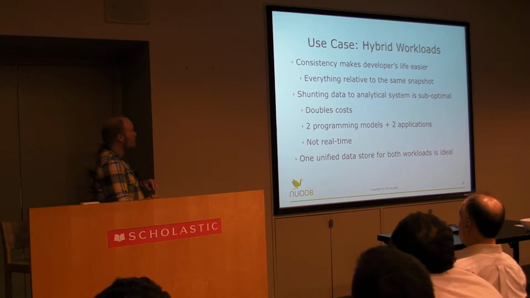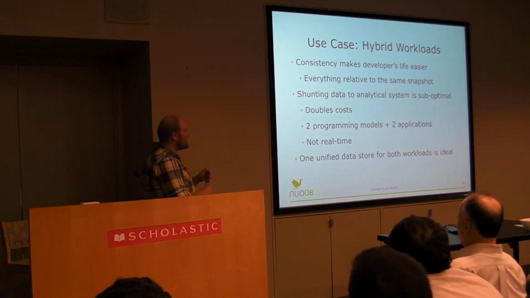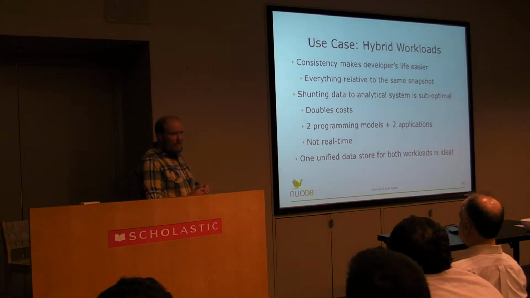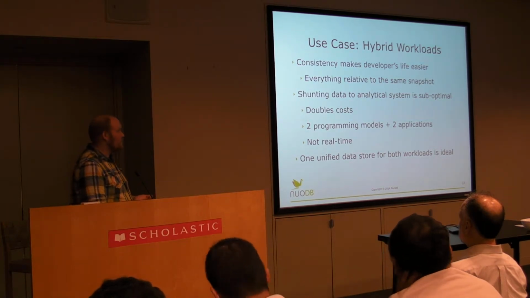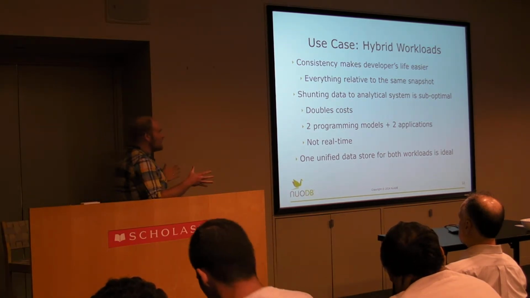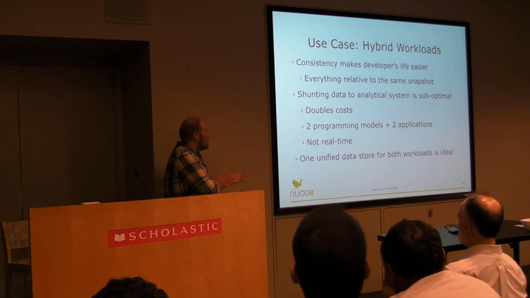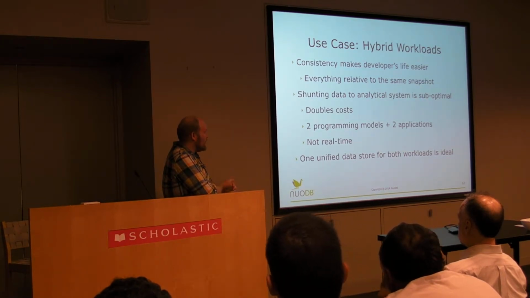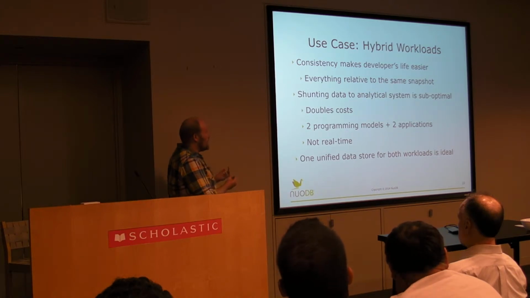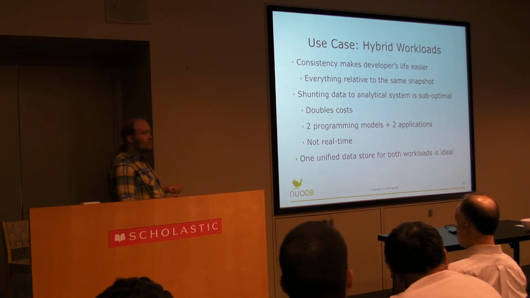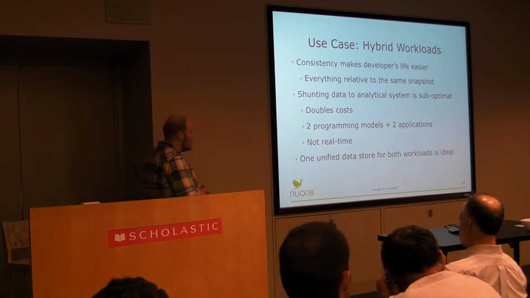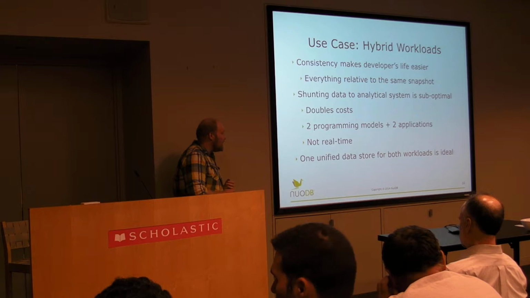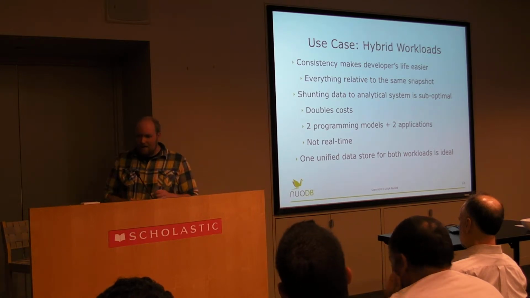The reason why people want this is because consistency makes a developer's life easier. Everything becomes relative to the same snapshot, so it's easier to reason about what your transactions are going to be, but it's also easier to reason about what your analytics are going to be, because everything is at least consistent within that snapshot. The solution that a lot of people have been doing is shunting data to some sort of separate analytical system, but that has problems as well. It doubles costs, because now you have two systems you have to maintain rather than one. You have two programming models, two applications, and it's not real time. And so what everyone wants is some unified data store for both workloads.